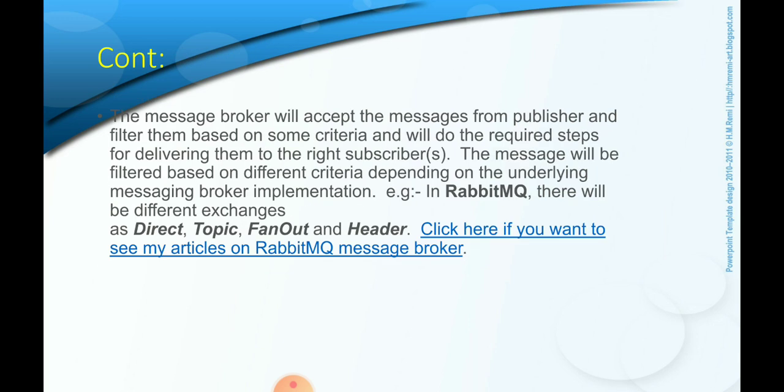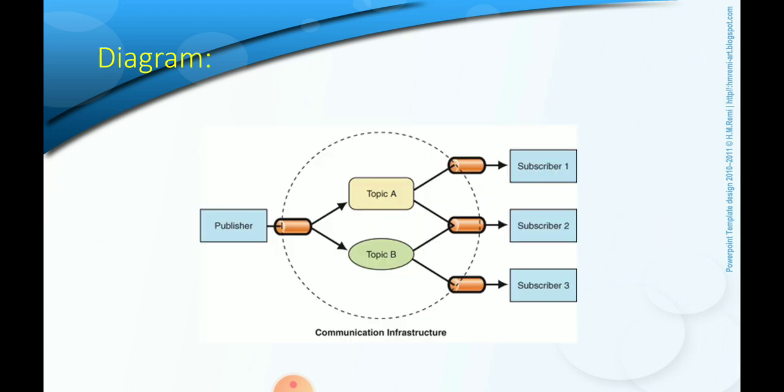Next, the message broker will accept the messages from publishers and filter them based on some criteria and will do the required steps for delivering them to the right subscribers. The messages will be filtered based on different criteria depending on the underlying messaging broker implementation. For example, in RabbitMQ, there are different exchanges such as direct, topic, fanout, and headers. Diagram. The publisher sends the messages to subscribers.